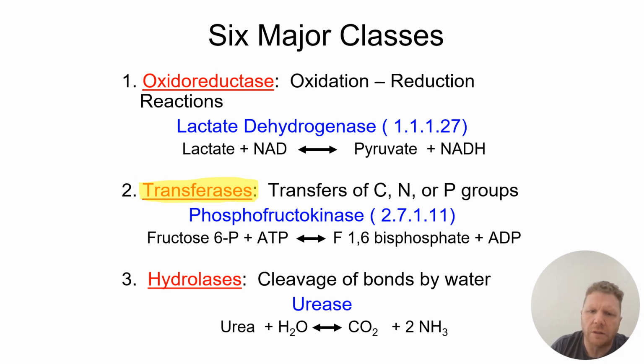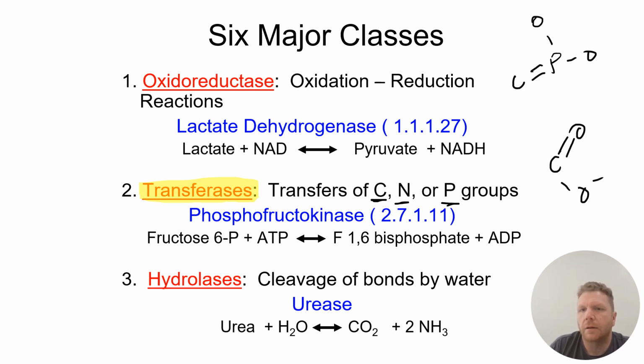Now, transferases are going to transfer carbon, nitrogen, or phosphorus containing groups. That could be something like this. That group gets transferred. Or one that we've actually seen quite a bit of is a group like this being transferred, a phosphate containing group or a phosphate group. A phosphorus containing group, a phosphate is a great example of that.